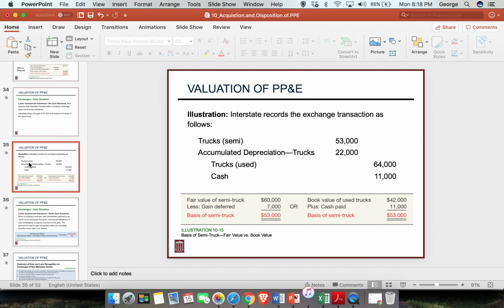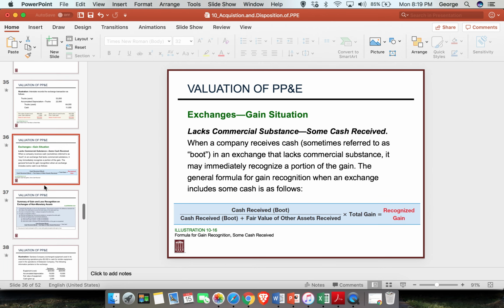So down here shows you that the fair value less gain deferred gives you $50,000. Book value of trade here plus cash paid is what, $53,000. Book value of used trucks. So either way, it gets you to the basis of $53,000. What's going on, of course, is the $7,000 gain is being deferred.